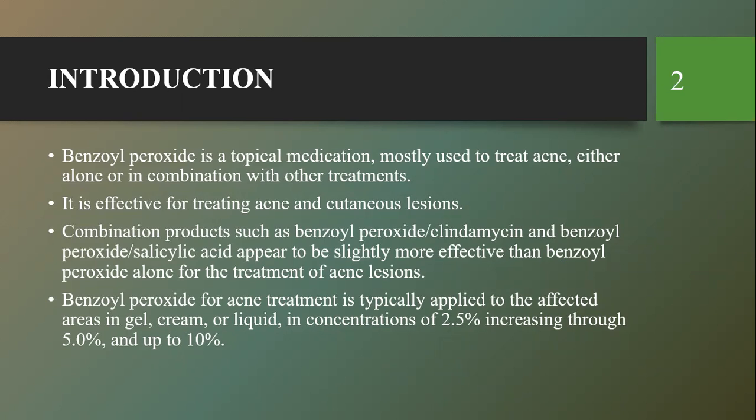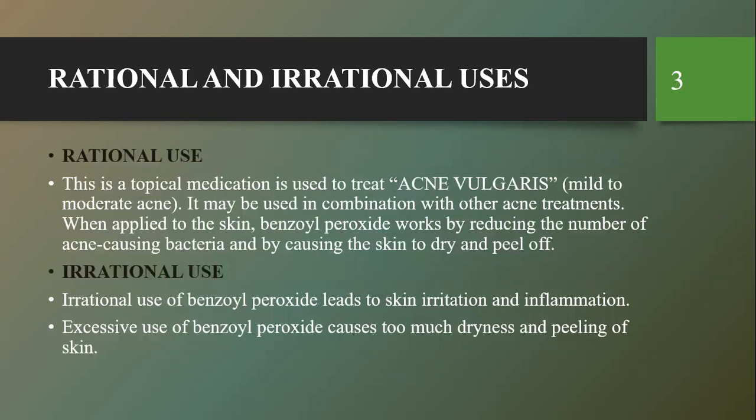Benzoyl peroxide for acne treatment is usually used in the concentration of 2.5% and may be increased up to 5 to 10%. There are some rational and irrational uses of benzoyl peroxide. For the rational uses, topical medication is used to treat acne vulgaris. Mild to moderate acne can be treated. It is used in combination with other acne treatments.